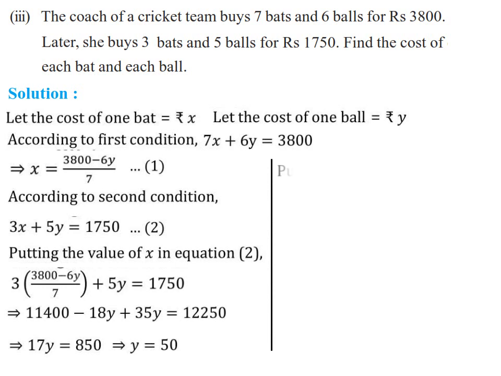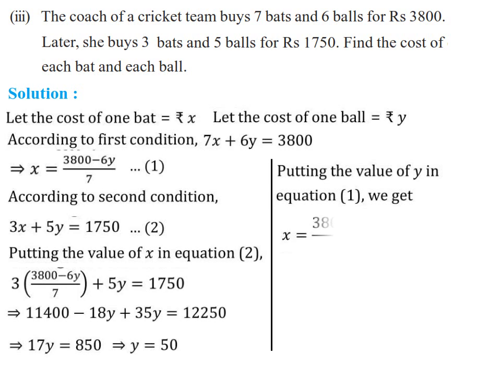Now again, what we have to do is put the value of y in equation number 1. So I will get (3800 minus 6 into 50) divided by 7. 5 6s are 30, so 300. Because 5 6s are 300, 3800 minus 300 will become 3500, divided by 7 will become 500.